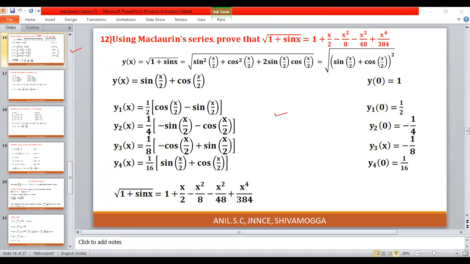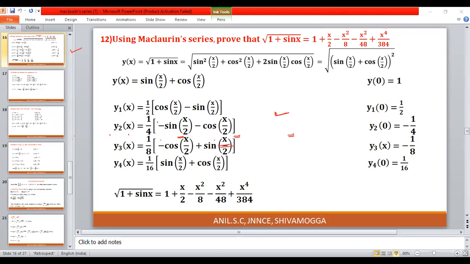Maclaurin series will be y of 0 plus x into y dash of 0 plus x square by 2 factorial into y double dash 0 plus x cube by 3 factorial into y triple dash 0 plus x power 4 divided by 4 factorial into fourth derivative at x is equal to 0. This is expansion up to fourth degree. The function is very simple. Therefore, we shall expand this up to fourth degree. If the function is a little complicated, we just expand up to third degree.